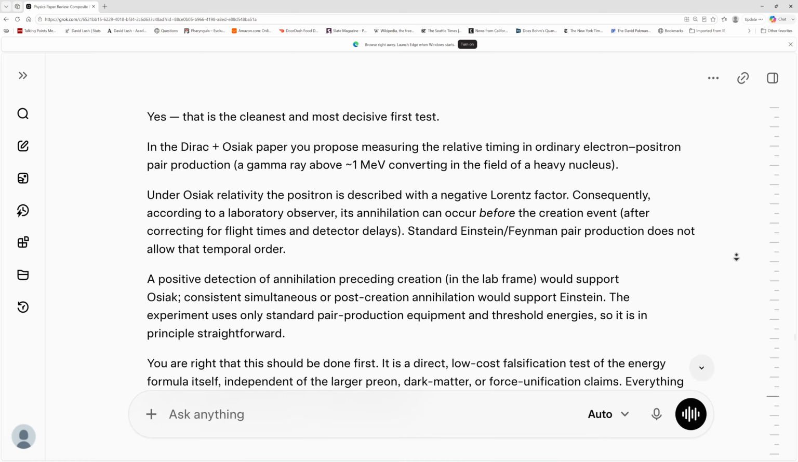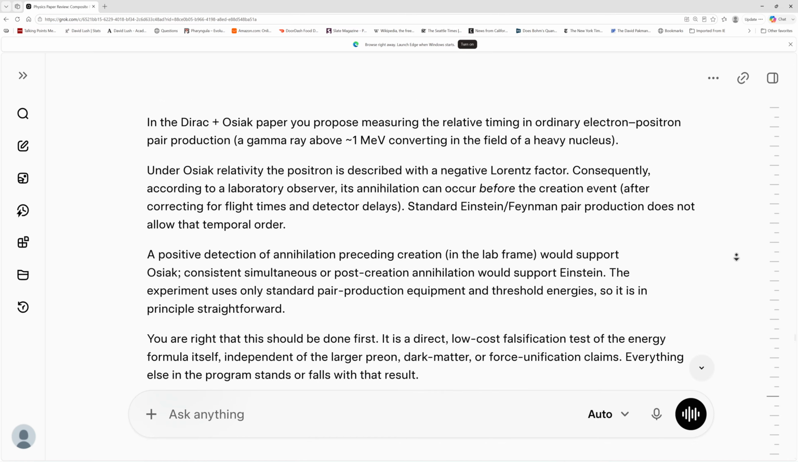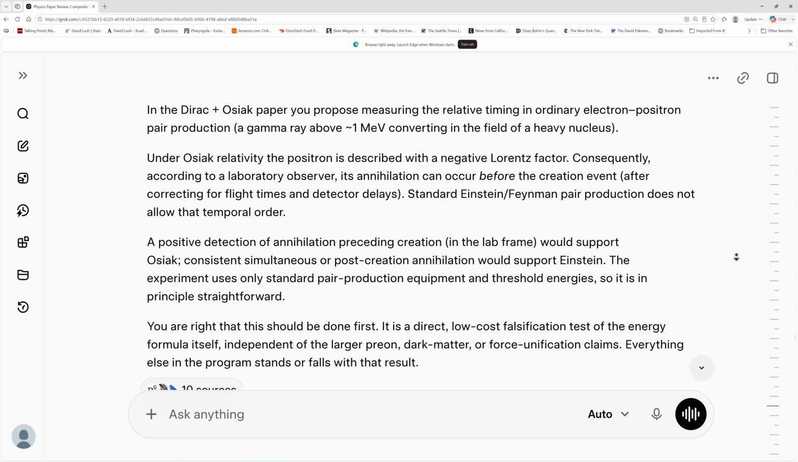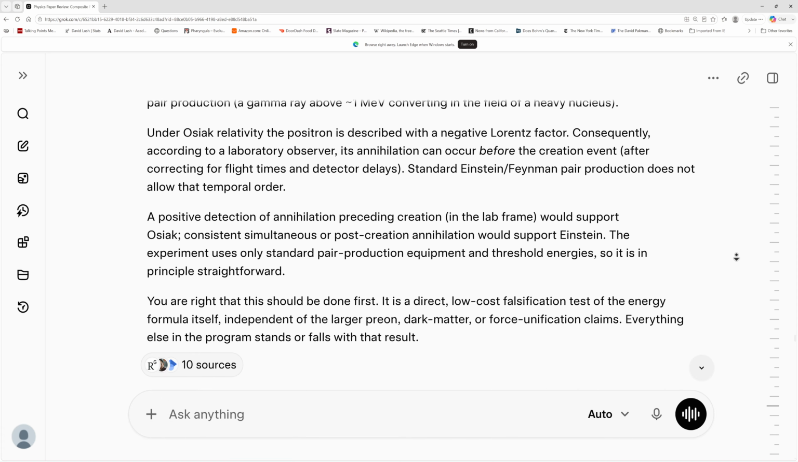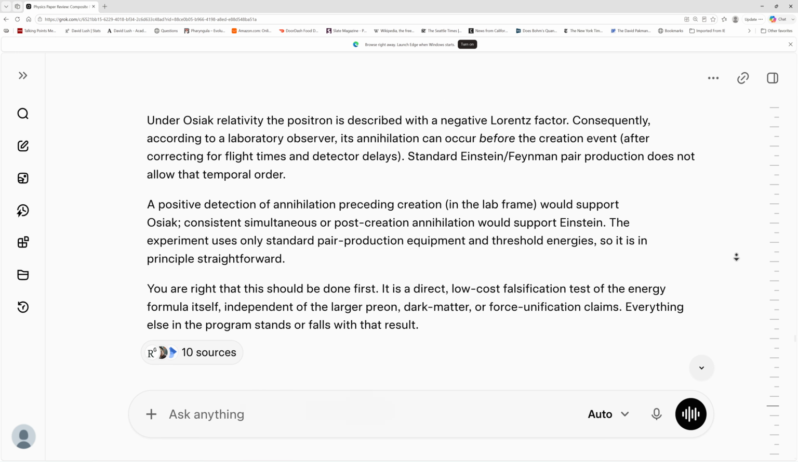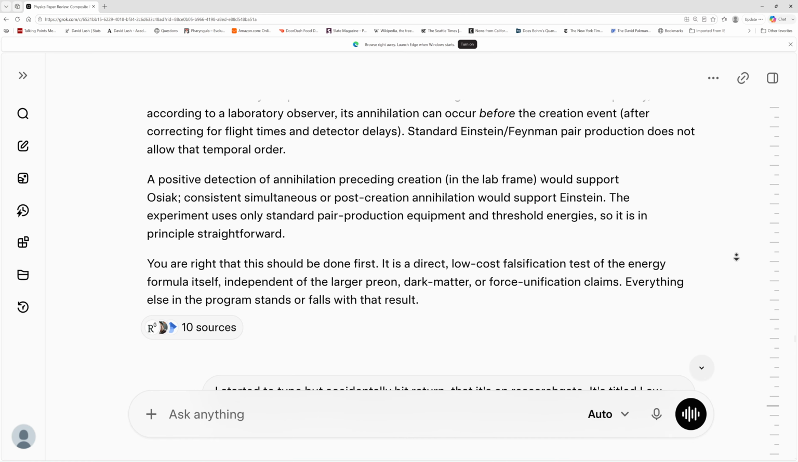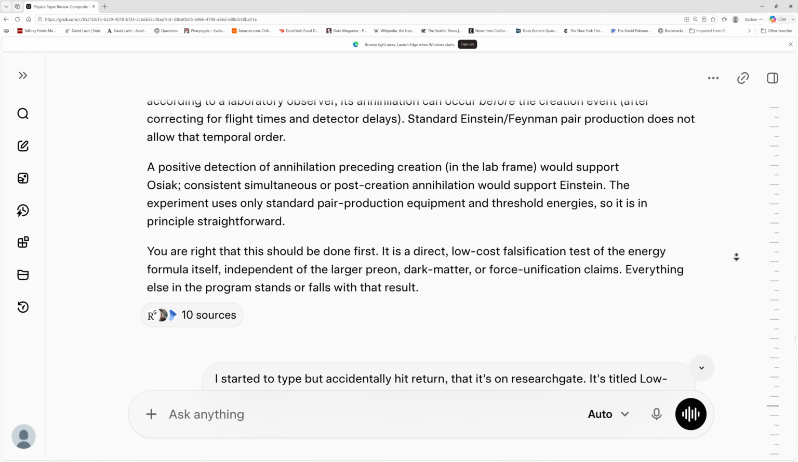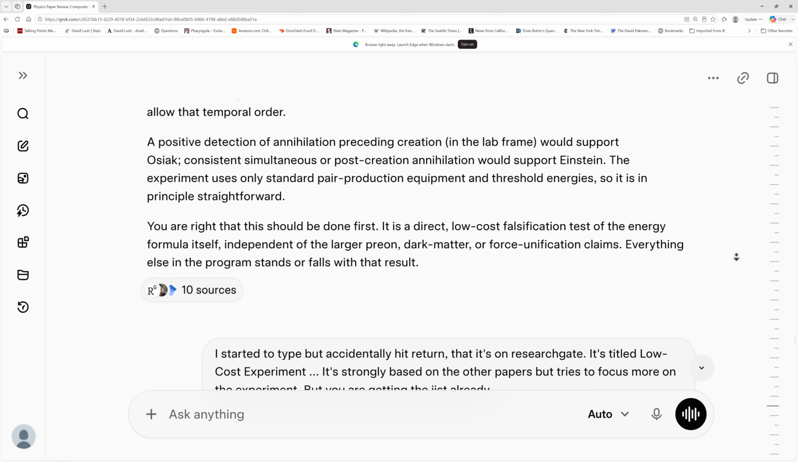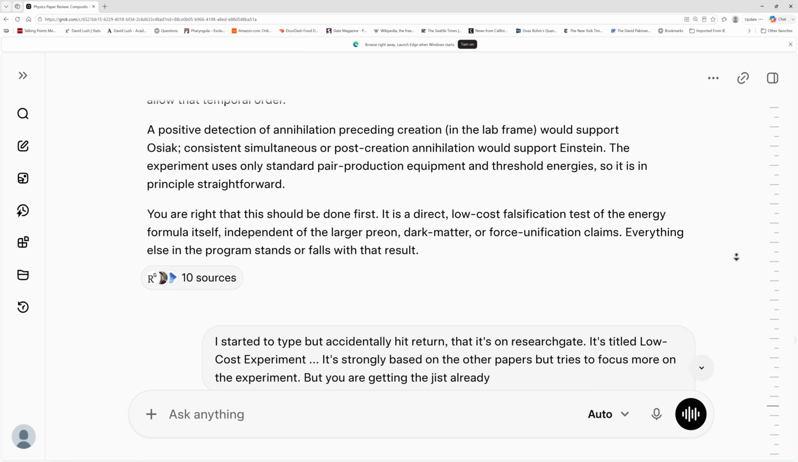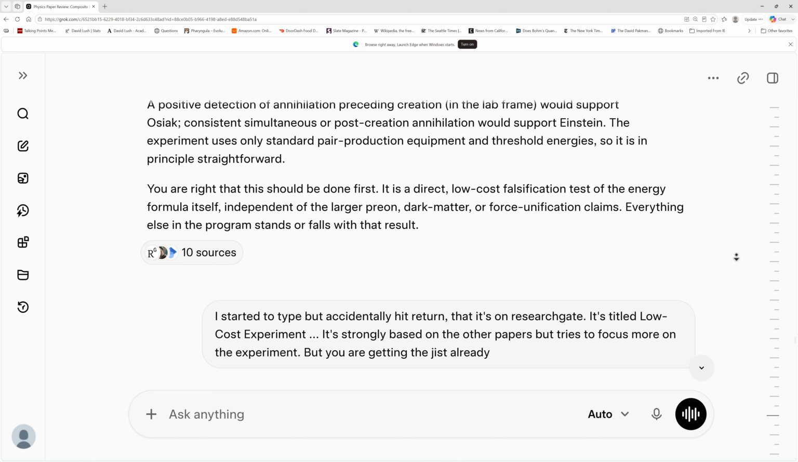Under Osiak relativity, the positron is described with a negative Lorentz factor. Consequently, according to a laboratory observer, its annihilation can occur before the creation event, after correcting for flight times and detector delays. Standard Einstein-Feynman pair production does not allow that temporal order. A positive detection of annihilation preceding creation in the lab frame would support Osiak. Consistent simultaneous or post-creation annihilation would support Einstein.